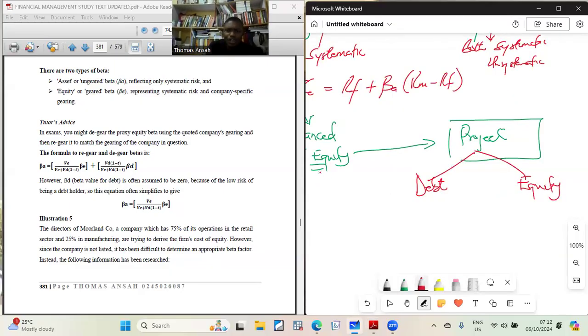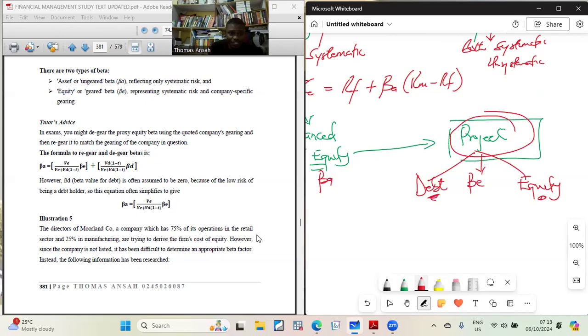So it means that you cannot use a beta A for this project, because as far as the project is concerned, it has both equity and debt. And so the project specific beta will be a beta E. That is that: project specific beta. So if you are doing it for the project, then you have to focus on the beta E. All right, so basically that is that.